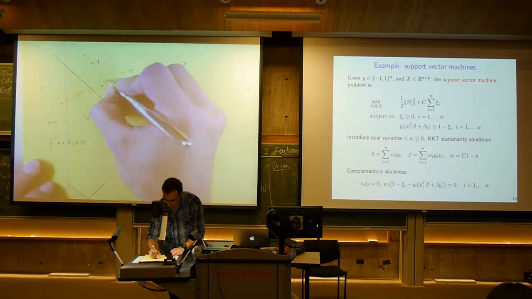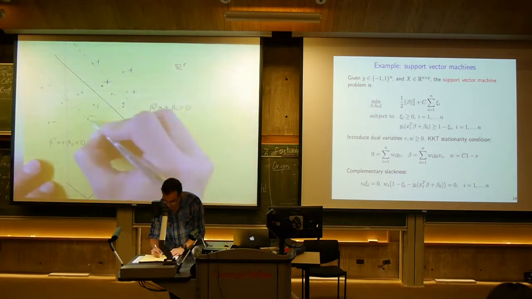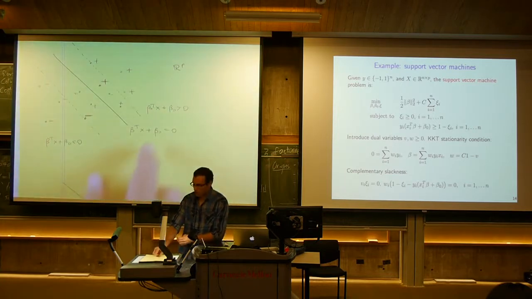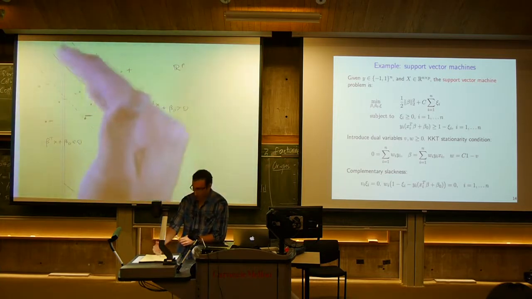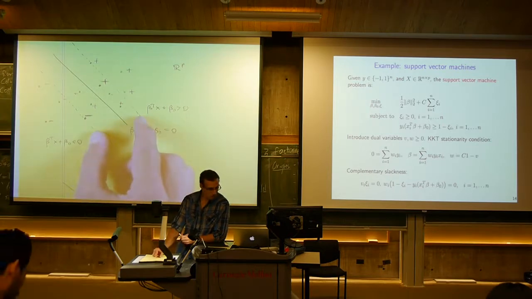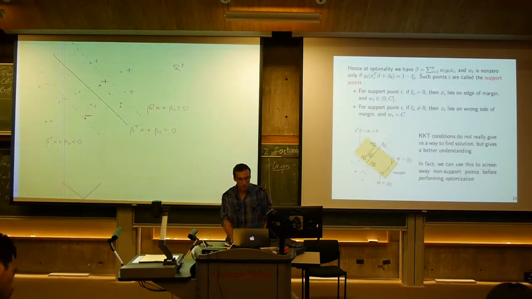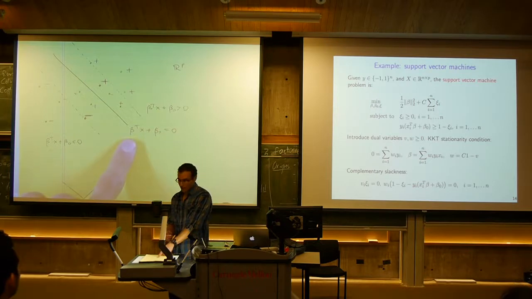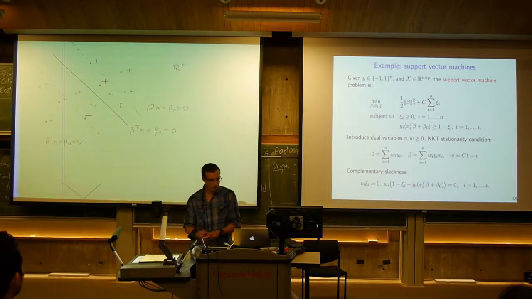And so we're trying to separate these points. Some are labeled +1, like these guys. Some are labeled -1, like these guys. You're trying to find a hyperplane that separates these two groups of points with the largest margin possible. In fact, the margin ends up being 1 over the two norm of this vector beta. That's the relationship in support vector machines. And we're allowing for some slack.